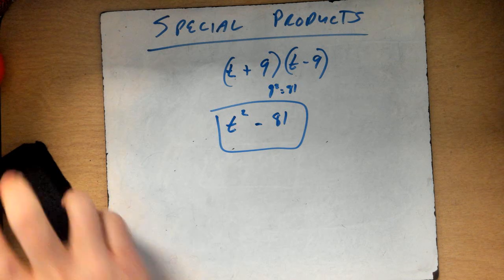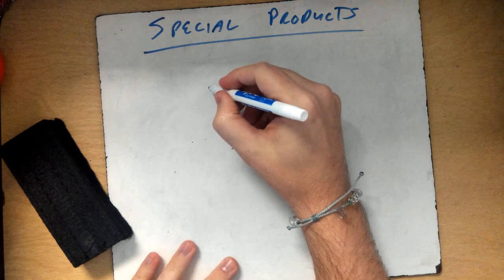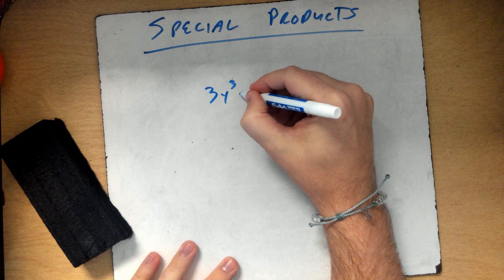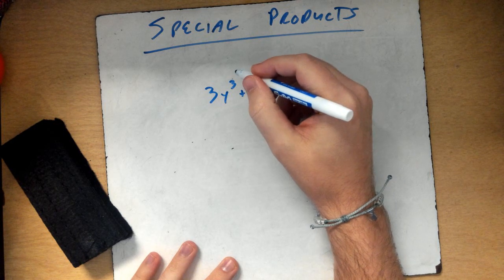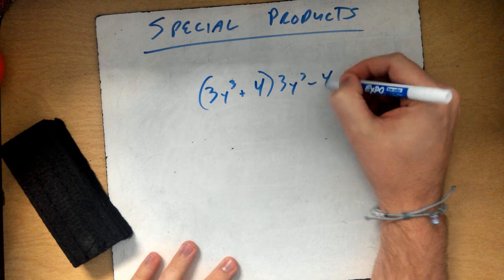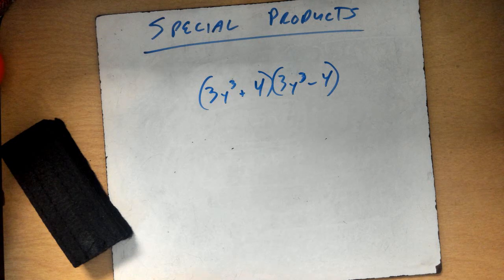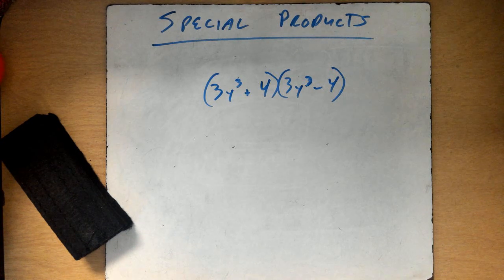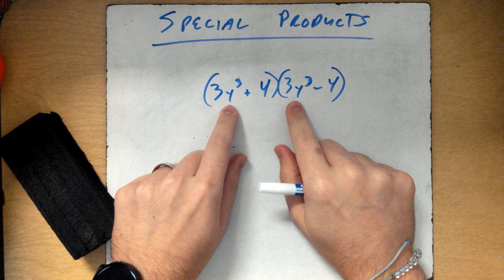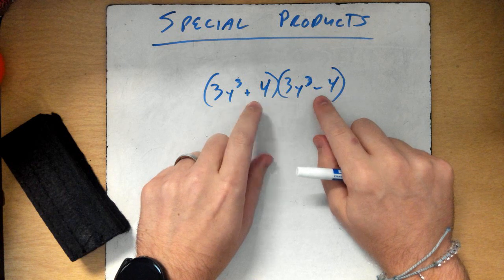Alright. Last one. Let's do 3y³ plus 4 and 3y³ minus 4. It's a little weird, right? That's okay, still simple. First term the same, 3y to the third power. Second term the same, we got 4s, different symbols in the middle.